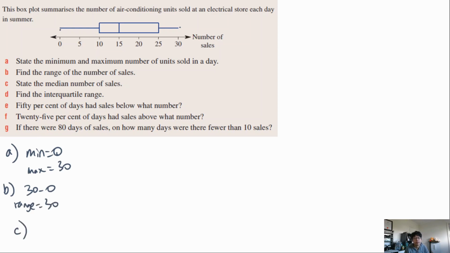Question C, state the median number of sales. So you're just looking for the line in the box. That is 15. And remember, that's also known as Q2.